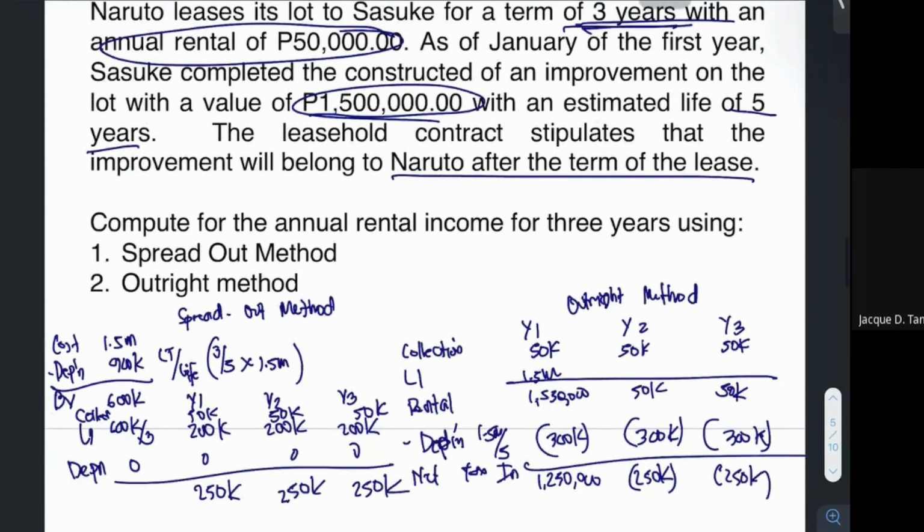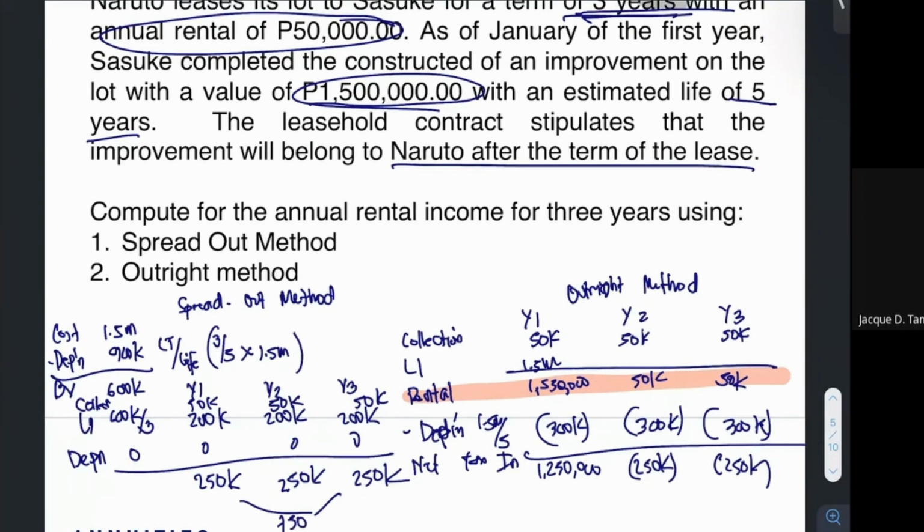Okay. So if the question is what is the rental income, your answer are the following: 1,550,000 in year one, 50,000 in year two, 50,000 in year three. As the net taxable income, 1,250,000 for year one, year two negative 250, year three negative 250. But take note, whether or not it is spread out or outright, you will yield the same amount. So 250 plus 250 plus 250, this is 750. 1,250 less 250 less 250, that is still 750,000. So regardless of method, you have the same amount of net taxable income.